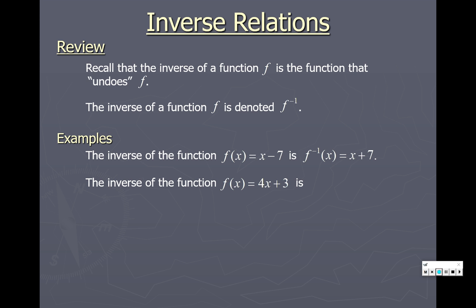The inverse of the function f at x equals 4x plus 3. It's a little more difficult. This function says, multiply by 4, then add 3. If I'm going to do the inverse of that, I've got to undo adding 3 first, which means subtract 3. And then I've got to undo multiplying by 4, which says divide by 4. And I've got to do it in the reverse order. This function says multiply by 4, then add 3. My job: subtract 3, divide by 4, if I'm going to do the inverse of that.